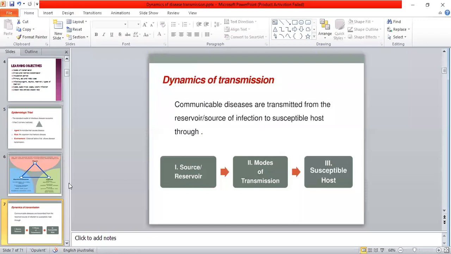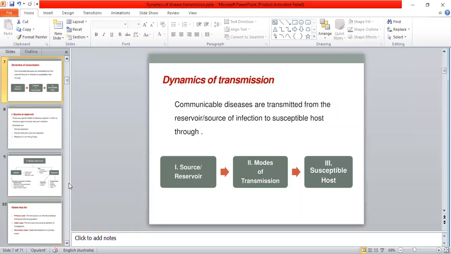Dynamics of transmission. Communicable diseases are transmitted from the reservoir or source of infection to a susceptible host through a chain of source or reservoir, mode of transmission, and susceptible host.